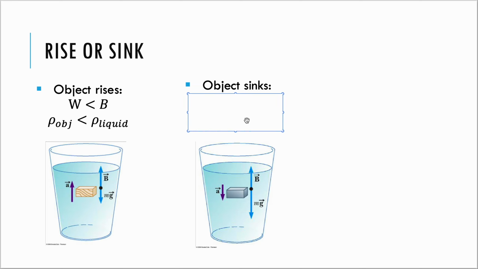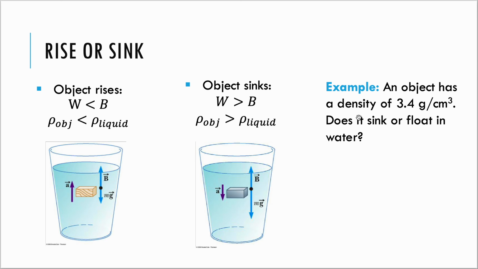The opposite happens when the object sinks. The weight of the object is greater than the buoyant force, and the density of the object is greater than the density of the liquid. Let's look at an example. An object has a density of 3.4 grams per centimeter cubed. Does it sink or float in water?